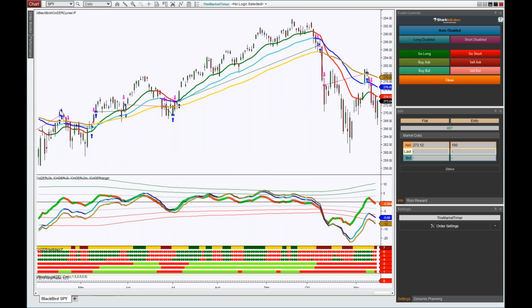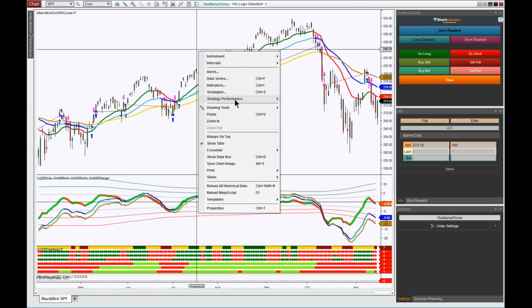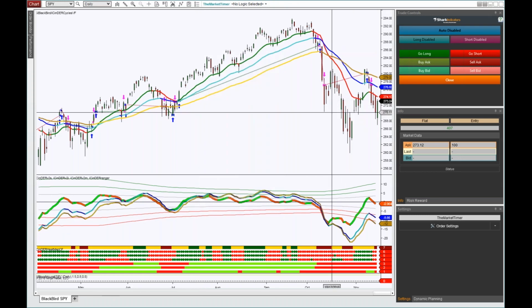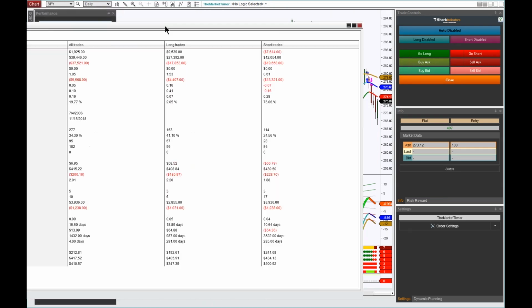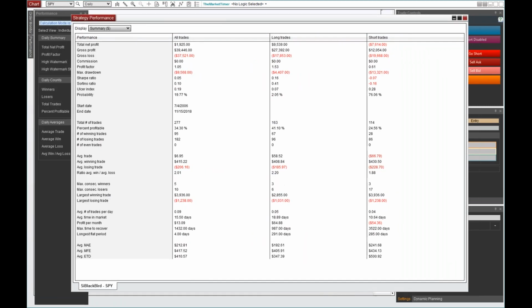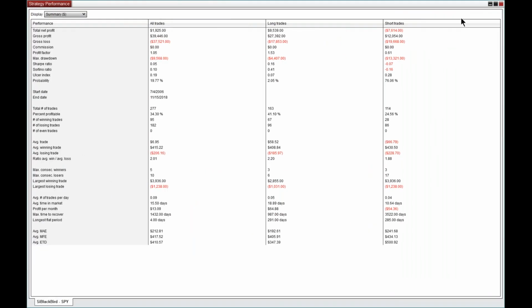So we go now and right click and we said strategy performance Blackbird historical. That's on another screen, so I'm going to bring it over. Maximize it. So if we had traded basically long and short, all the trades, we would make $1,925. What I always like to look at is, is it better to trade longs or short? So let's look at the analysis.